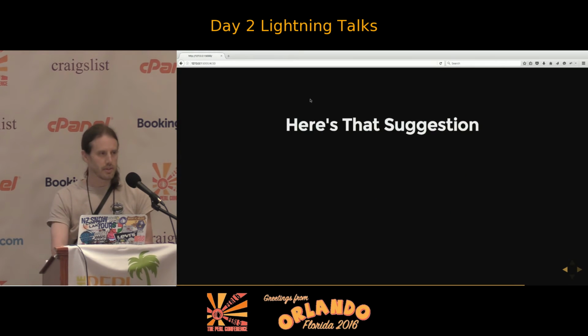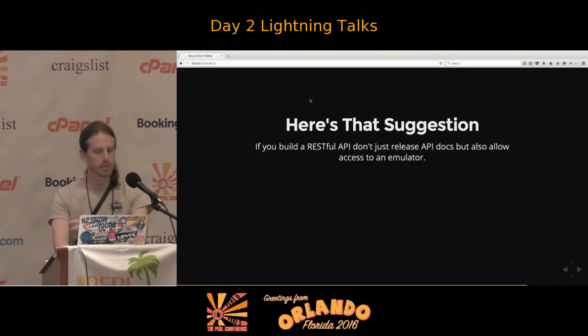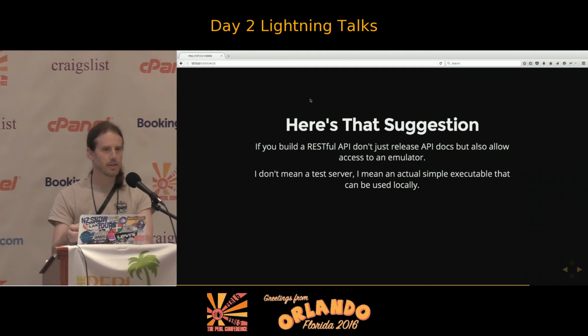So this is a suggestion. If you're building a RESTful API, don't just release docs, but actually release an emulator as well. And I'm not talking about a test server. I'm talking about a standalone executable that you release for people to use. Dogfood it, because we write tests against our APIs. We write our APIs, but I think we don't really use our APIs as clients.